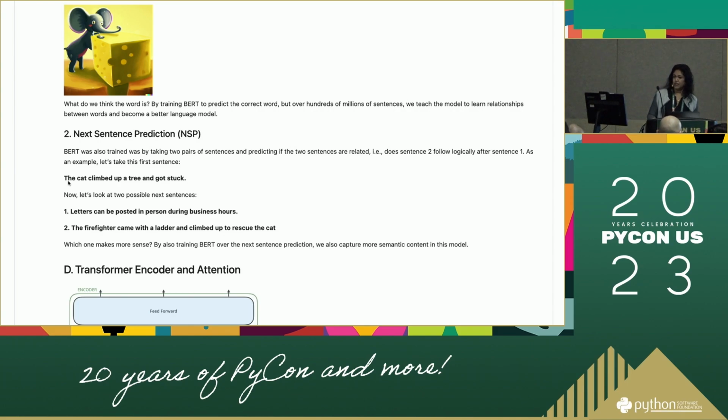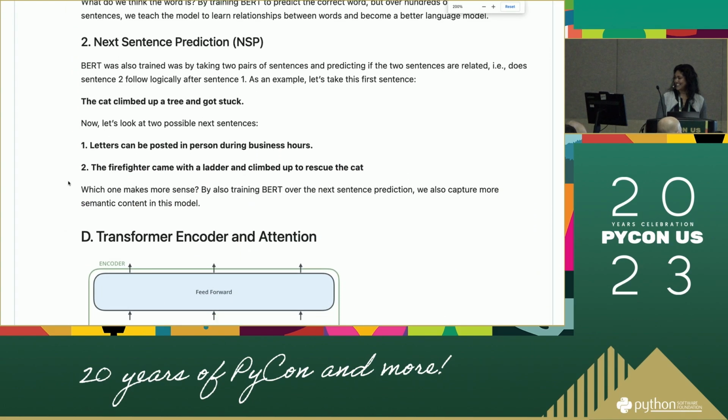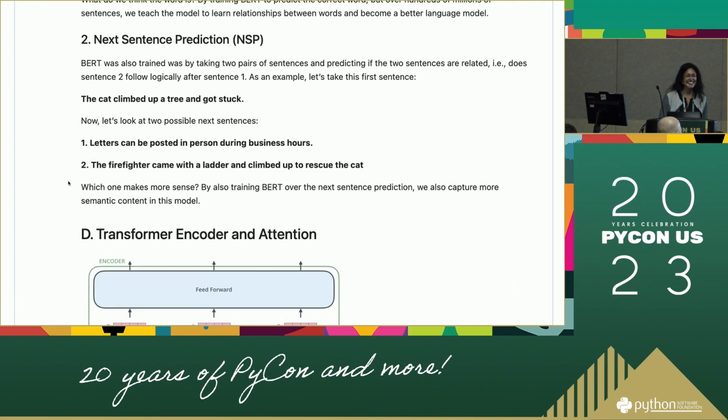Just to really understand this, let's take an example. The first sentence is, the cat climbed up a tree. Can you guys see this? Bigger? Okay, sorry. How's that? Good? Okay. Sorry about that.